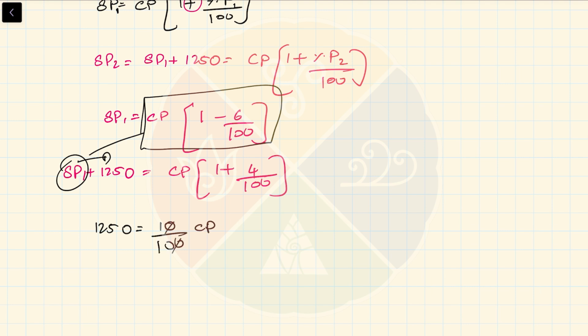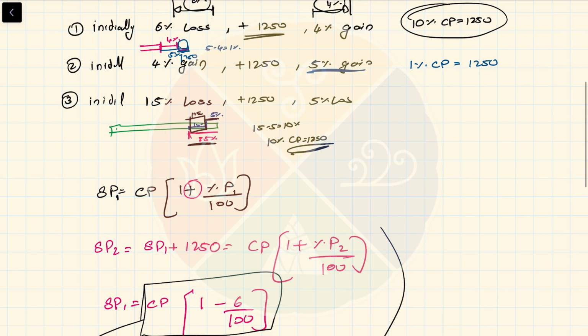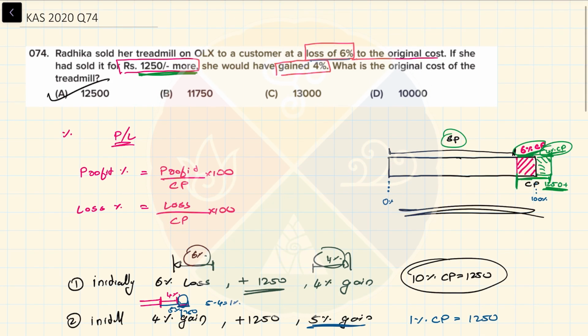Same thing, solving, the answer is again going to be 12500. So the method doesn't matter, we'll again come to the answer. Even though this is a good method, this problem is easily doable with the earlier method.